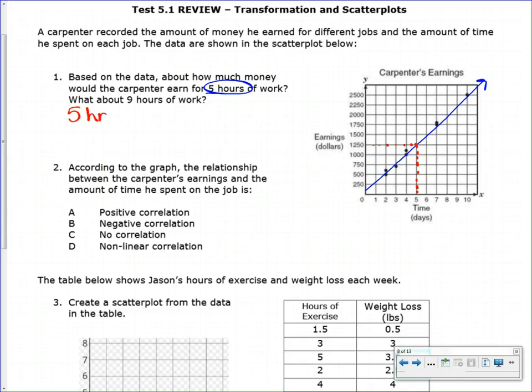So for 5 hours, that's about $1,250. And then it asks us about 9 hours, so same thing, go over to 9, up to your trend line. That's about $2,250.